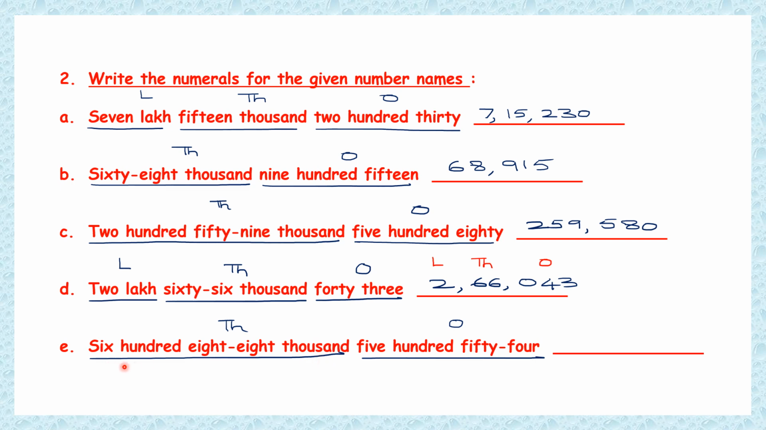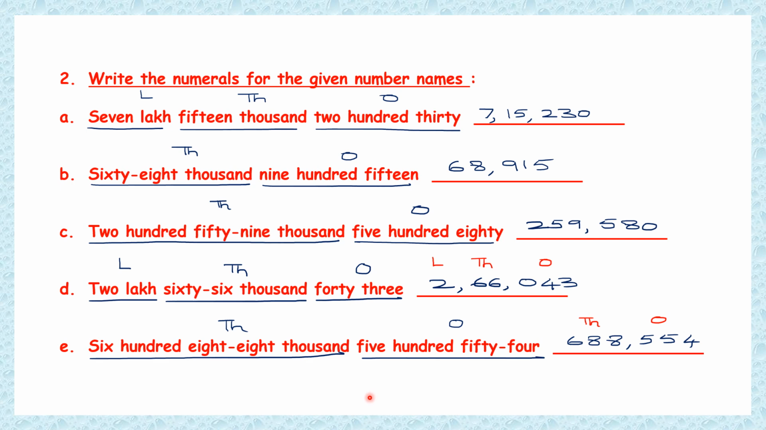So let's write 688, comma. After each period we put a comma. So this is the thousands period. And then we have 554. So let's write that. 554. And this belongs to the ones period. So here we have a 6-digit number and only 2 periods. That means this is the international system.